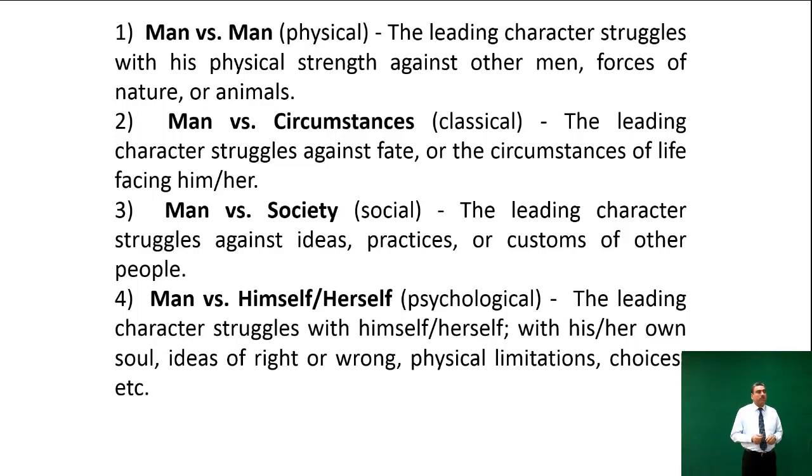For the second type of struggle, man versus circumstances, and this is something in classical well known. So the leading character struggles against fate or the circumstances of life facing him or facing her. The third type is man versus society, and this is what is so-called social struggle. The leading character struggles against ideas, practices, and customs of other people.